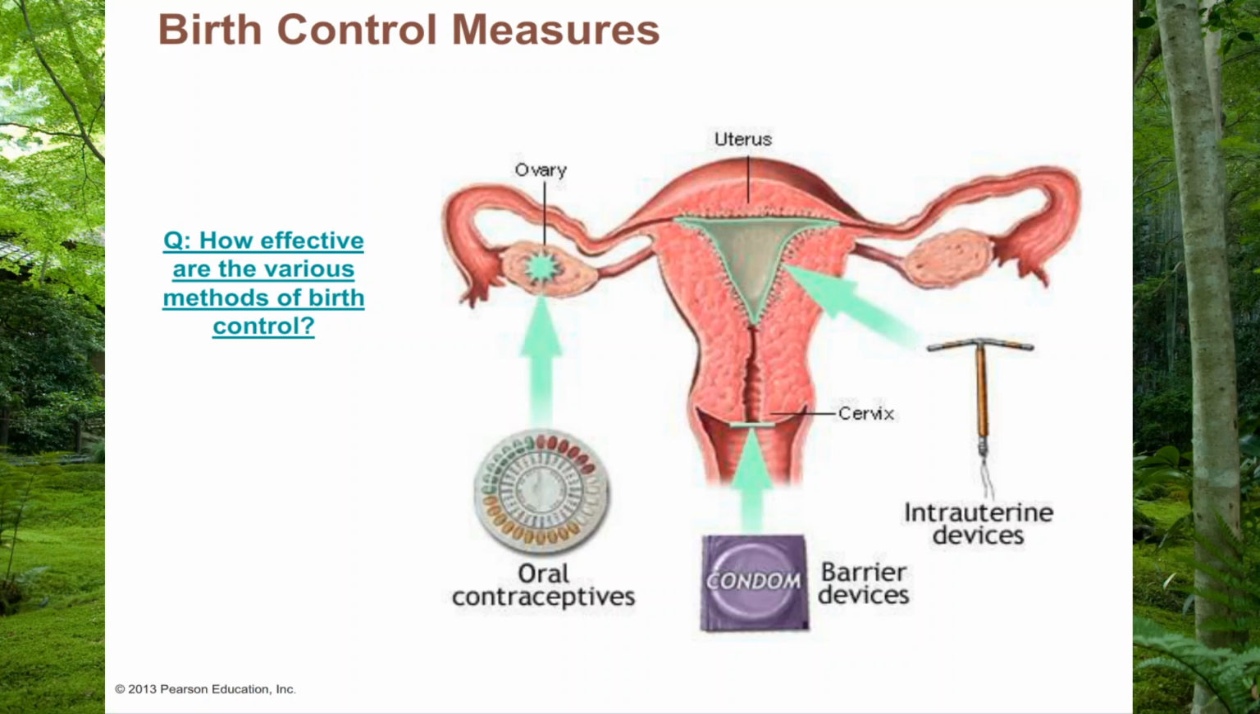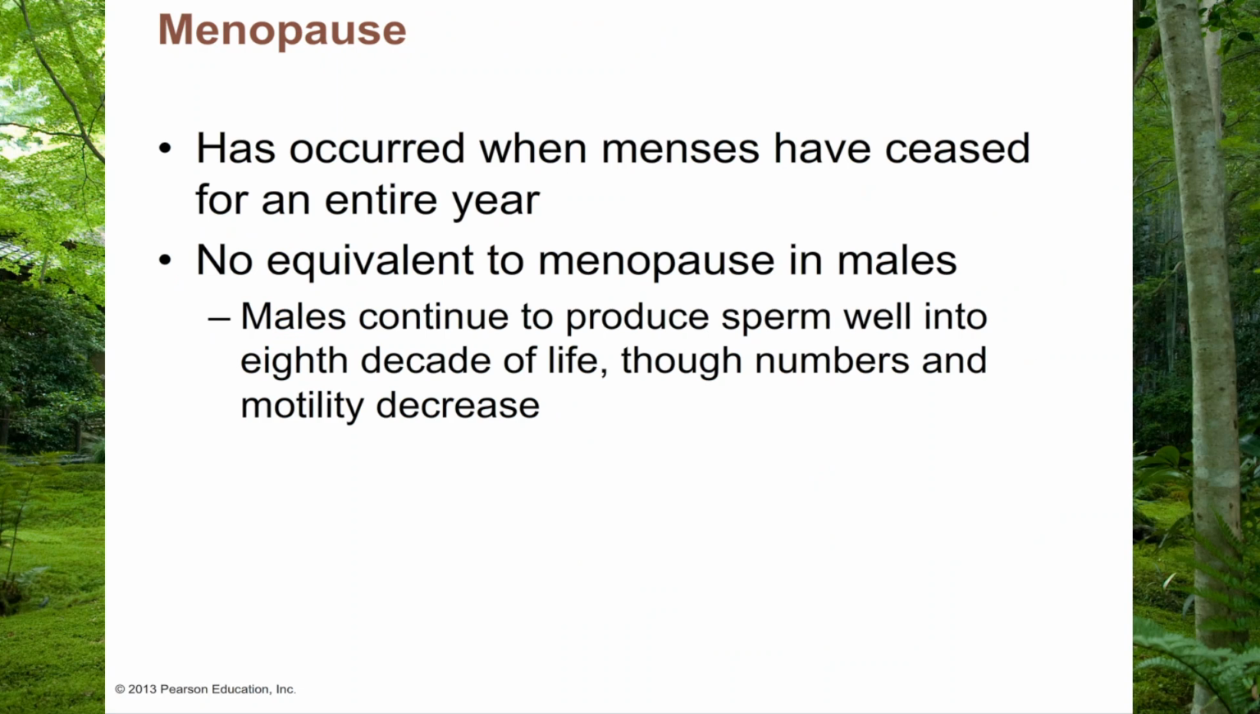Okay, before we stop this lecture, we need to talk about the process of menopause. And menopause is basically the process whereby the female reproductive cycle stops when a female reaches, let's say, her 40s or 50s. We say that menopause has occurred when menstruation has not occurred for an entire year. And it's important to point out that there's no equivalent to menopause in males. Males basically will continue to produce testosterone well into their 80s and 90s, and they'll even produce viable sperm at that point. And so even though sperm levels may go down, sperm quality may go down, testosterone levels go down, we don't see this abrupt decline like we do in females.